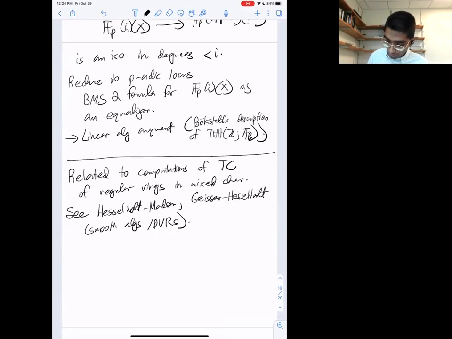And these calculations have also been revisited very recently by Liu and Wang using the approach of Nikolaus and Scholze. So there should be a relation between some of these results and some of these calculations. Although we're really computing associated graded pieces rather than TC itself. But somehow this was part of the motivation.